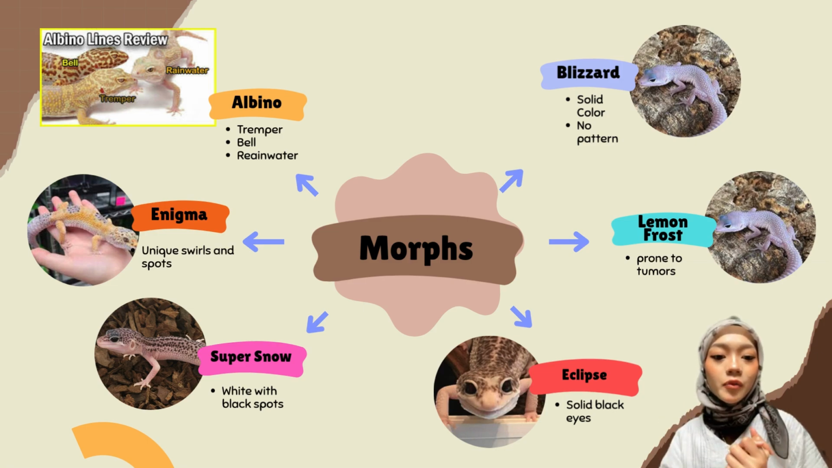And next one, we have lemon frost, but this one is prone to tumors. Okay, last but not least, we have blizzard, which is a solid color with no pattern at all.